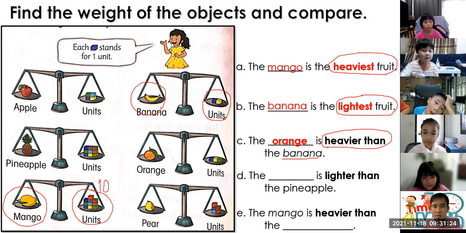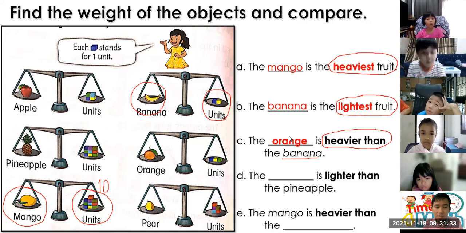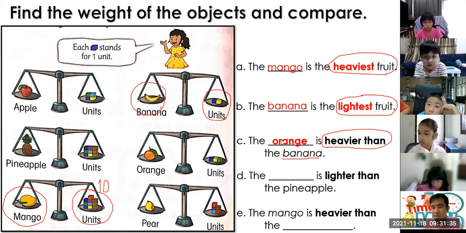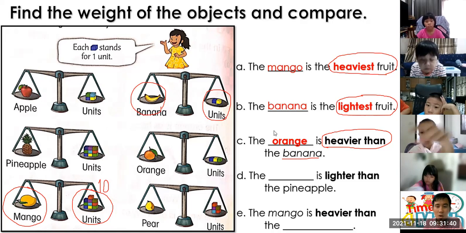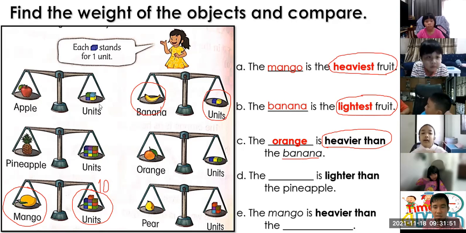So here we can write orange. We can write apple. We can write pear, because the apple is heavier than the banana. Orange is heavier than the banana. Pineapple is heavier than the banana. Pear is heavier than the banana. Mango is heavier than the banana. So the rest of the fruits here are heavier than the banana.